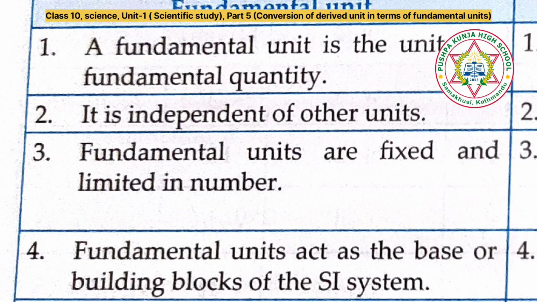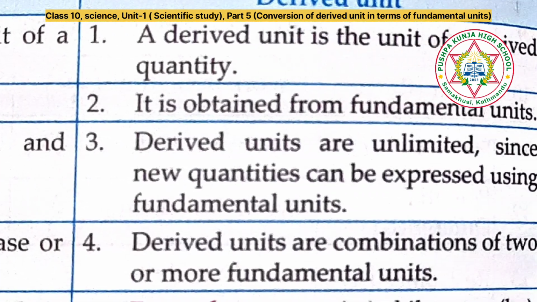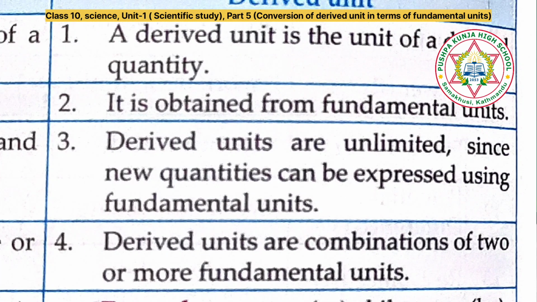Number 3: fundamental units are fixed and limited in number. Fundamental units are only 7. Combining them makes derived units. Derived units are many. Fundamental units are fixed, but derived units are not fixed. Derived units are unlimited because derived units are made by combining fundamental units, since a new quantity can be expressed using the fundamental units.